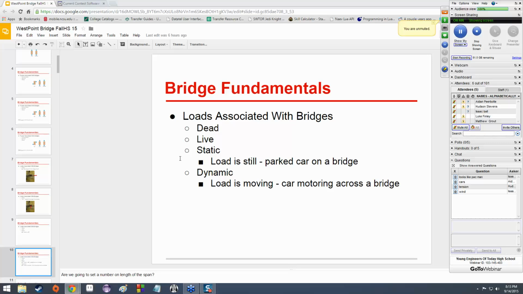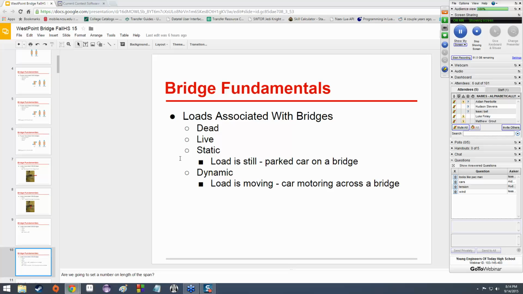And then dynamic can be tricky in its own right too, because you might have points on the bridge which aren't as strong as other points. And you have to make sure that the bridge can distribute the stress to other stronger areas as something moves across it, and just sort of dissipate it.